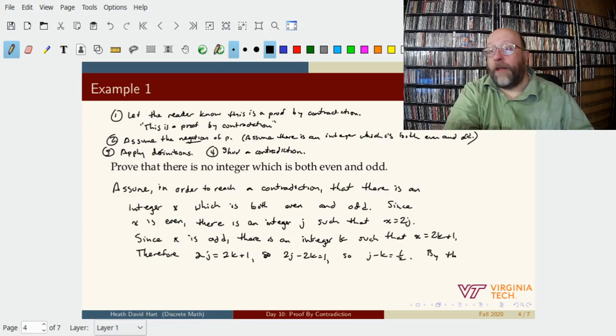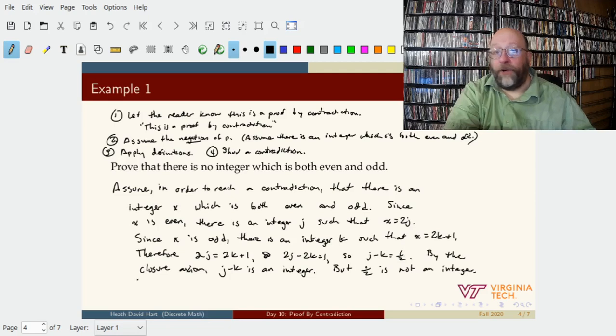By the closure axiom, j minus k is an integer. But 1/2 is not an integer. Do you see the contradiction? I have two things that are equal, but one's an integer and one is not an integer. Therefore, j minus k equals 1/2 is a contradiction.